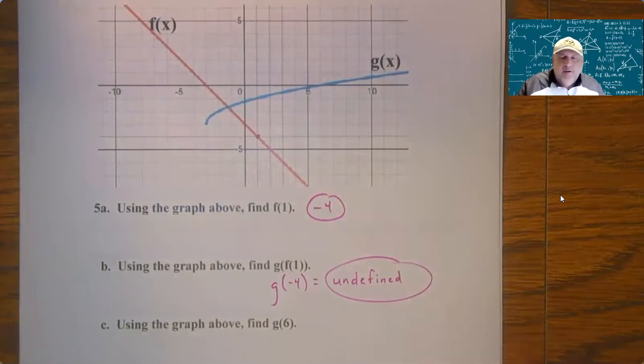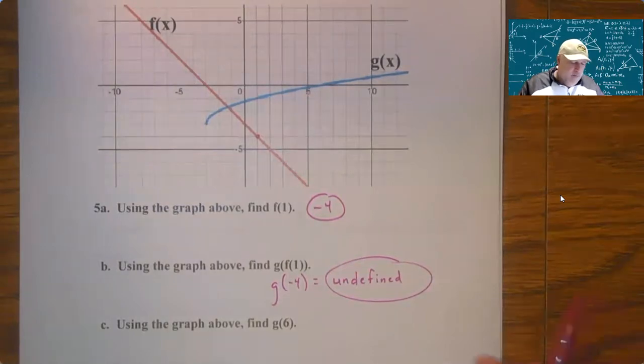Well, this practice quiz, there's not very many, so don't just write that if you can't figure it out. You need to do your best to figure these out.